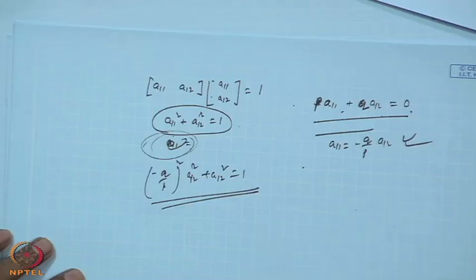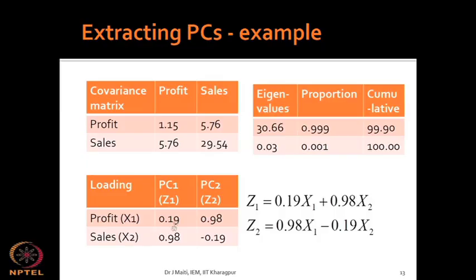Similarly, you will get A21 and A22. Okay. So, the final one is this: A11, A12, this is A21, A22, and you get the principal components Z1 and Z2. This is the manner of extraction of principal components.